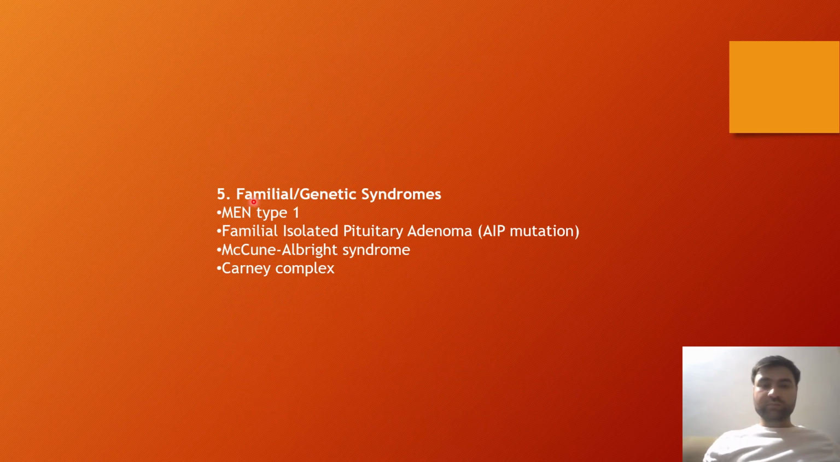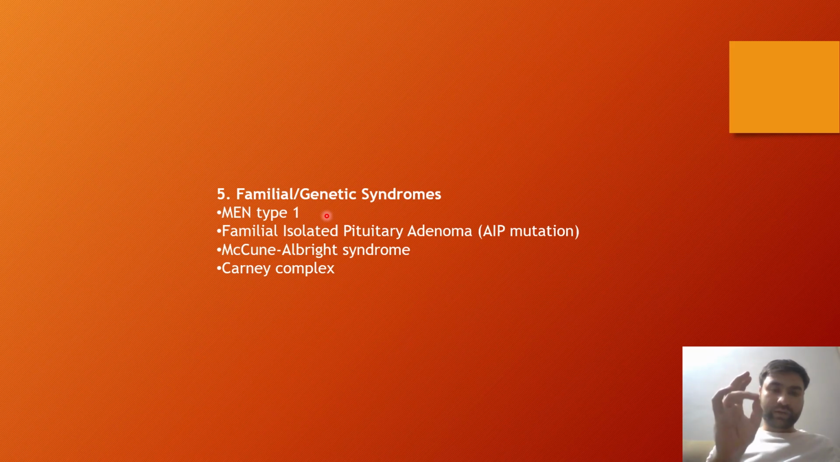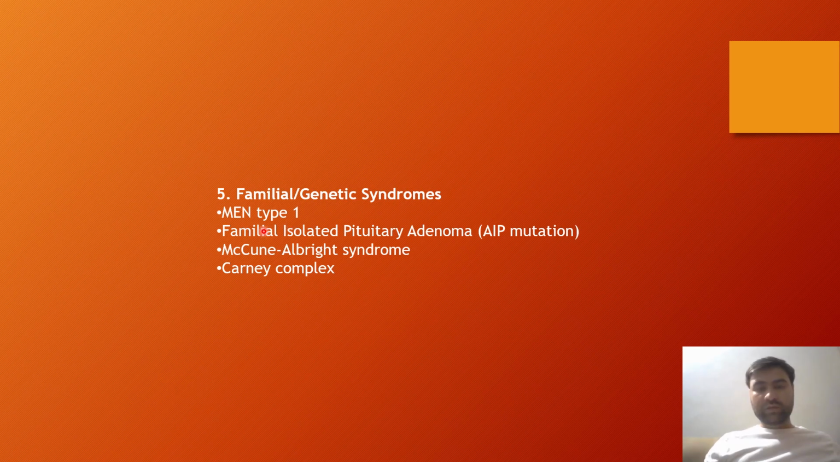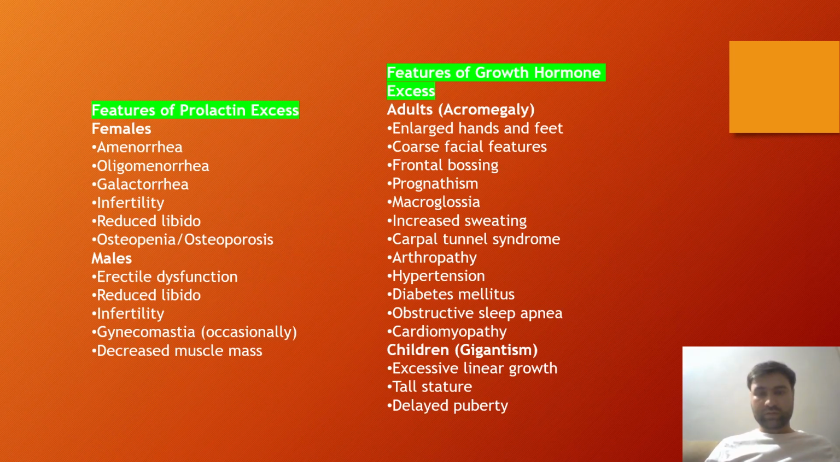So there are some familial and genetic syndromes that can lead to features of hyperpituitarism, like MEN type 1, in which there is hyperpituitarism, hyperparathyroidism, and pancreatic tumors. Then familial isolated pituitary adenoma, McCune-Albright syndrome, and Carney complex can all lead to hyperpituitarism. So what are the features of hyperpituitarism? We will discuss it according to the individual hormone.